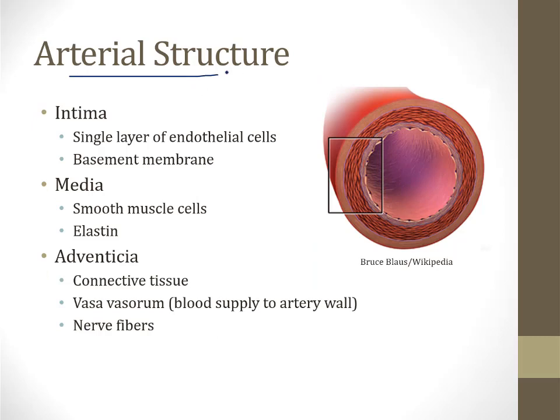So arteries are made up of three layers. The intima is the innermost layer. It's a single layer of endothelial cells with a basement membrane. The media is the middle layer. It has smooth muscle cells, and it can also contain elastin, which we'll talk about in a minute. And then finally, the outer layer, or the adventitia, contains connective tissue. It also contains the blood vessels that supply the artery. These vessels are called the vasa vasorum of arteries, and this is also where you can find nerve fibers.